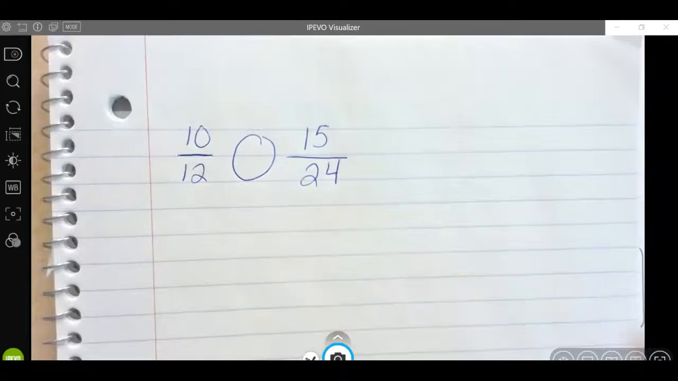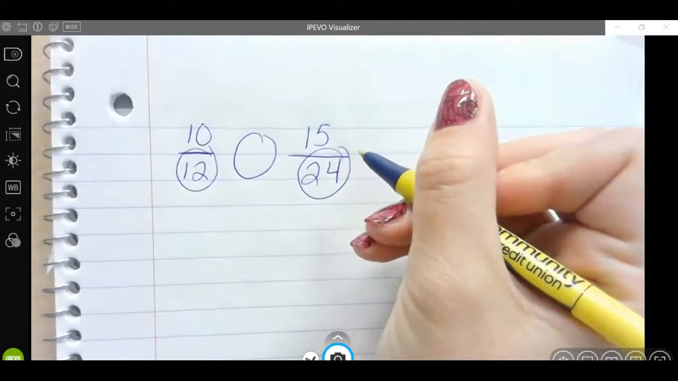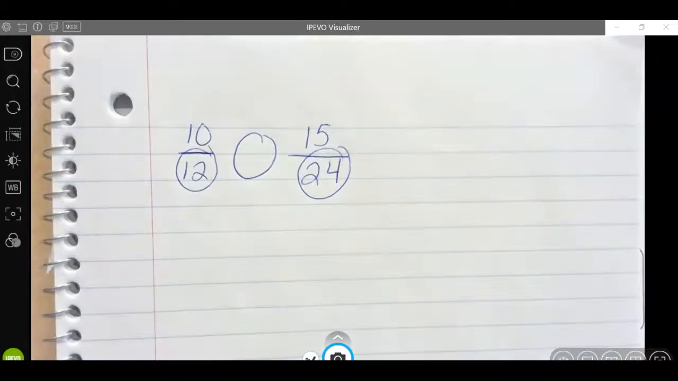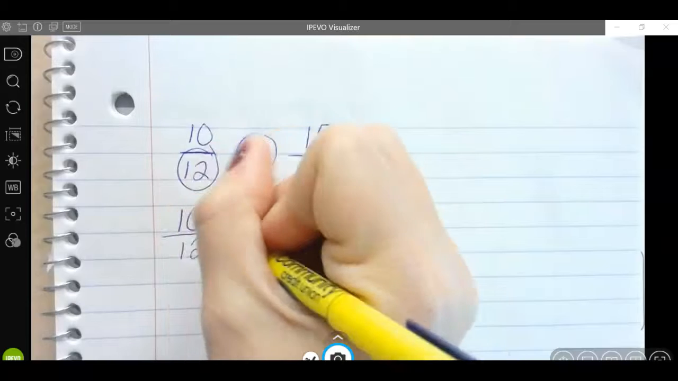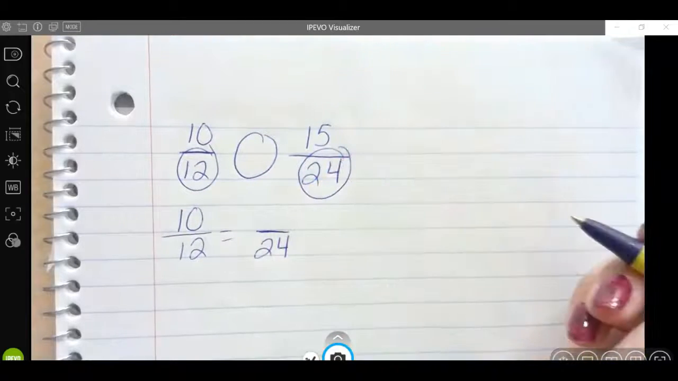Sophia, what are my denominators? Your denominators are 12 and 24. Okay. Jackson, which one's going to be the easiest one to change? 10/12. Okay, 10/12. I need to make it have a common denominator of 24.